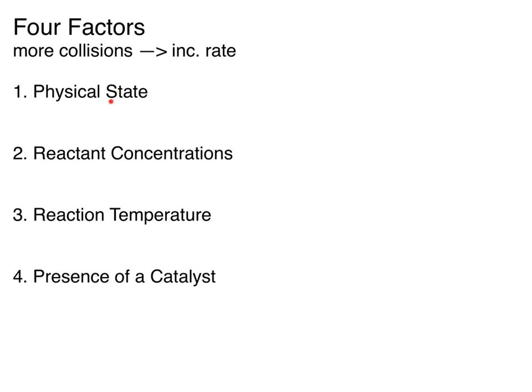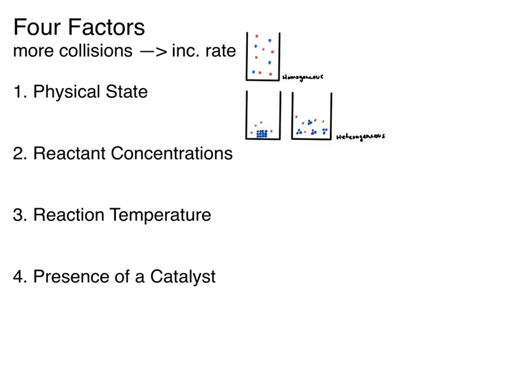The first one we're going to talk about is physical state. There are two types of reactions that we're going to look at: homogeneous reactions and heterogeneous reactions. The physical state of the reactants in a homogeneous reaction is going to be consistent, so they're either going to be liquid-liquid or gas-gas. The reactants are in the same phase. A heterogeneous reaction usually has a solid and either a gas or a liquid. So the phases of our reactants are different for these two types of reaction processes.